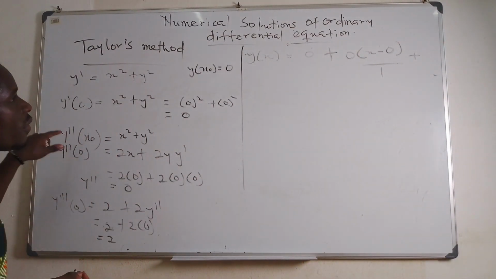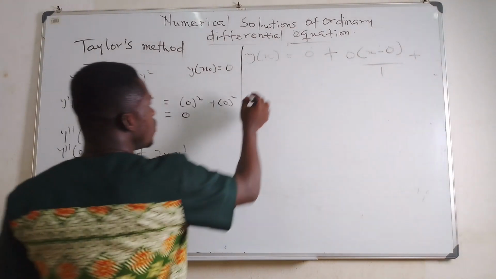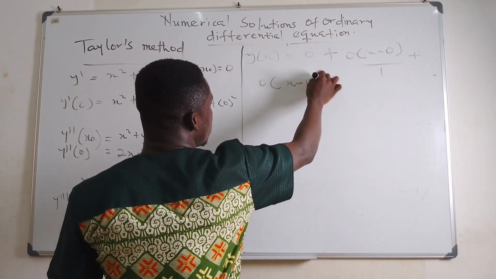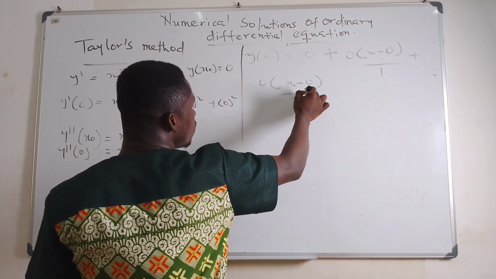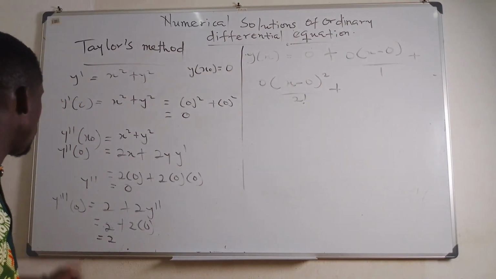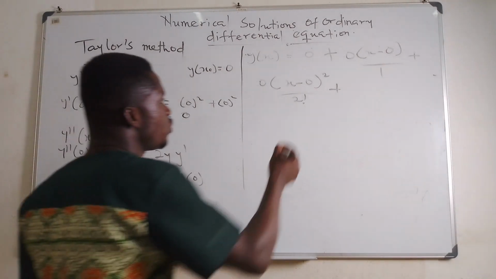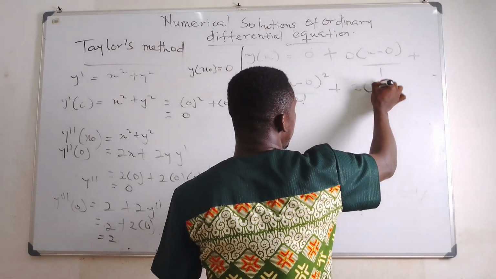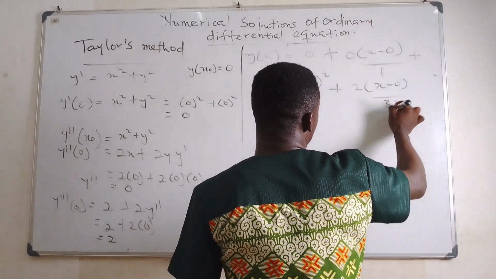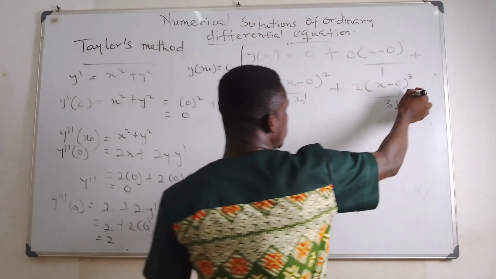Plus y prime prime, and y prime prime we had 0. 0 multiplying by x minus 0 once again, all over 2 factorial, all squared, plus y prime prime prime, that is, we had 2. So we have 2 multiplying by x minus 0, all over 3 factorial, power 3. Very good.